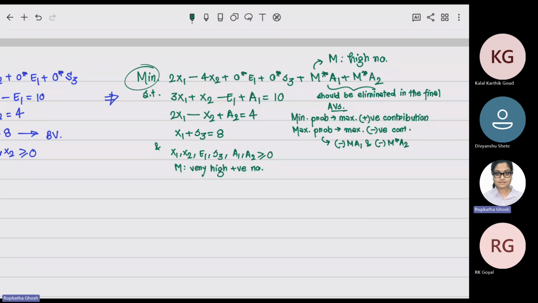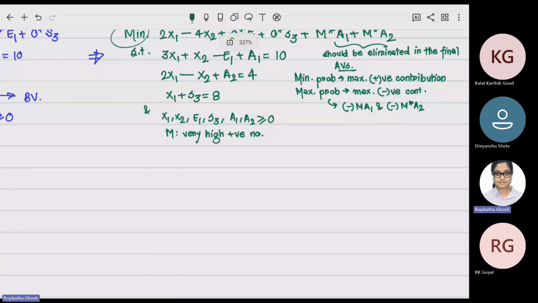Yes. Okay. So now what do we do? We have already set up the initial table. So what are your basic variables now? Can anyone tell me? So basic variables now are A1, A2, and then S3. Absolutely right. So the initial basic variables that you have are A1, A2, and S3. So your step 1 and 2 is done.